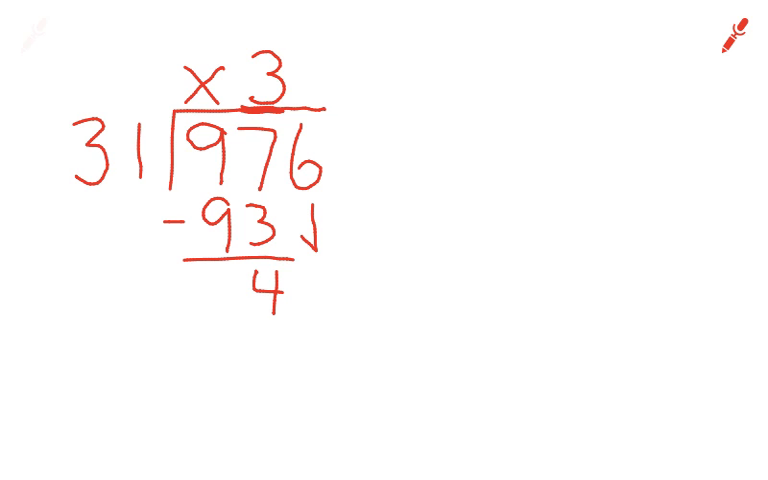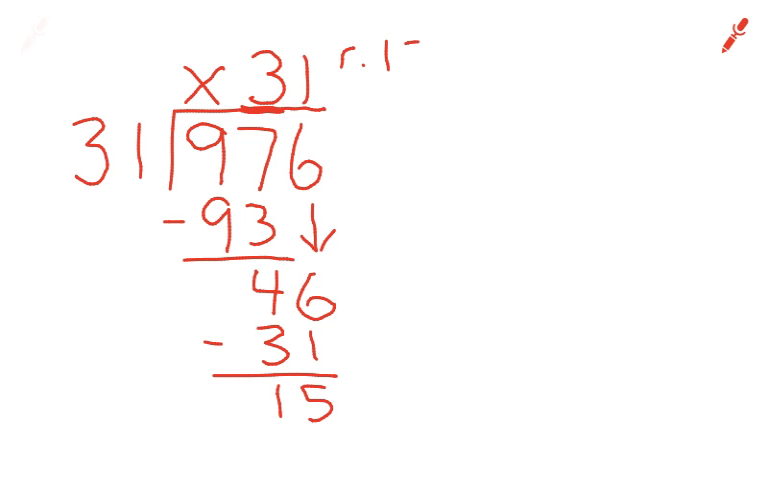Bring down your 6. And now you're asking yourself, how many times does 31 go into 46? It goes in 1 time. 31 times 1 is 31. Subtract again, and you're left with 15. And so your answer is 31, remainder 15.